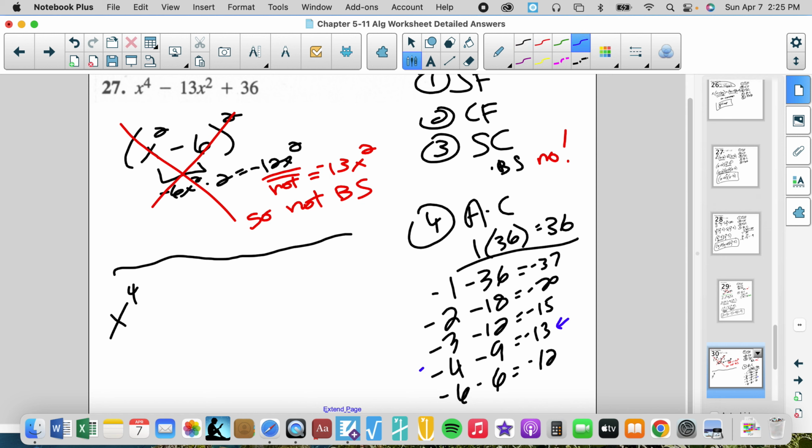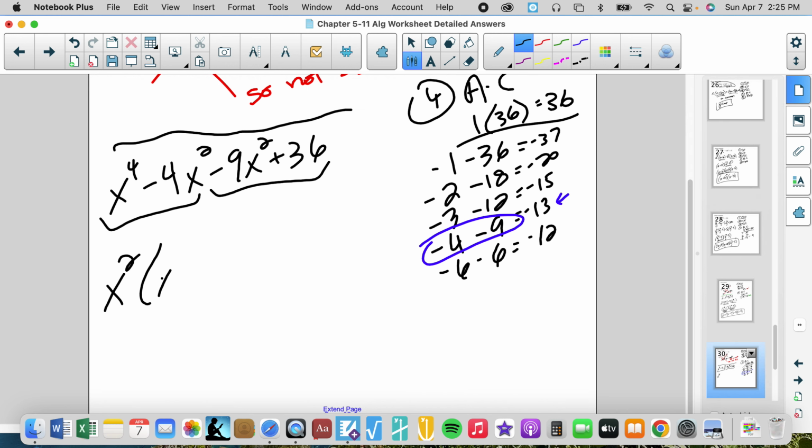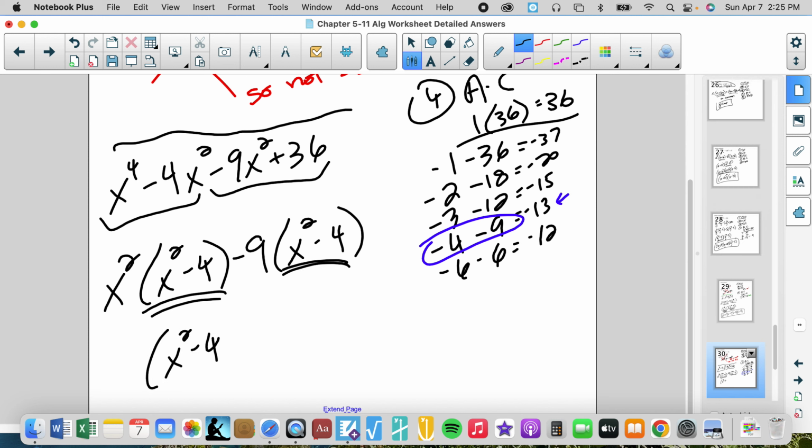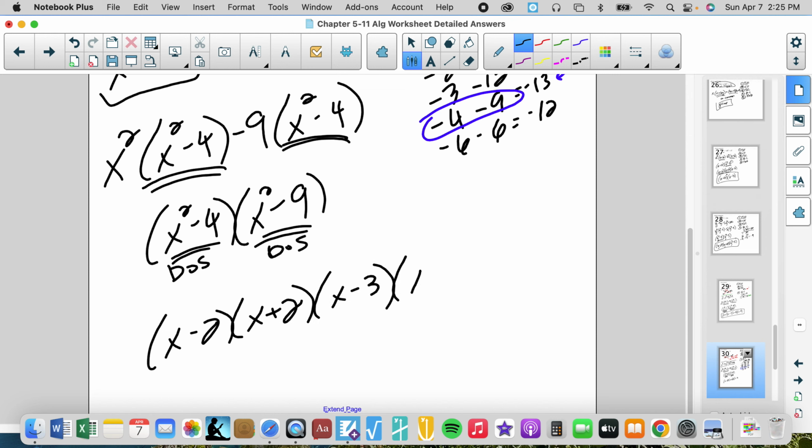Let's use these two terms. Minus 4x squared minus 9x squared plus 36. That's correct. Let's factor by grouping. Take out an x squared, you get x squared minus 4. Take out a negative 9, you get x squared minus 4. We already see, hopefully you see how this is coming out as multiple difference of squares. Again, difference of squares, that is also difference of squares. So we get x minus 2, x plus 2, x minus 3, x plus 3.